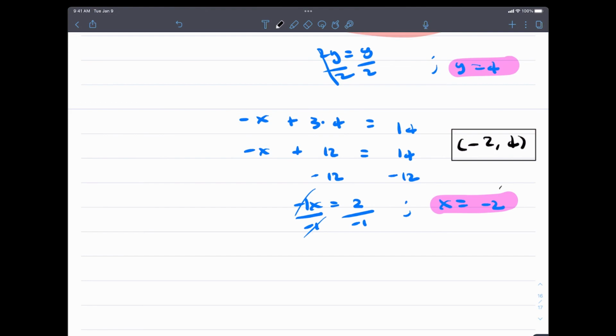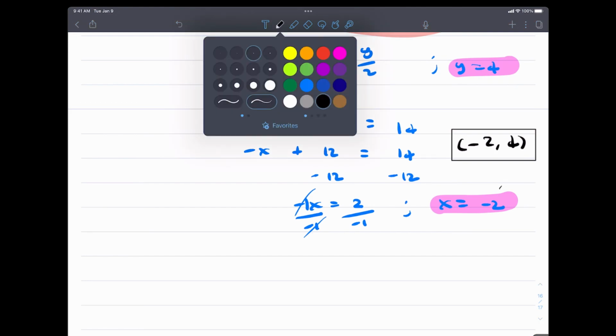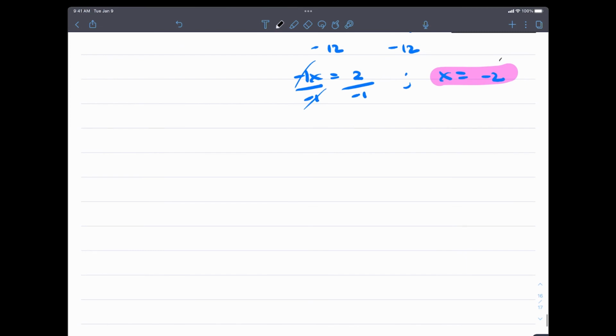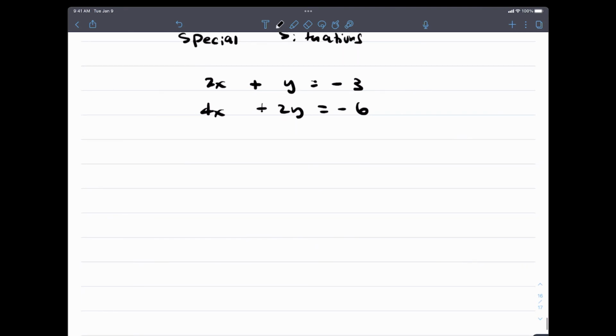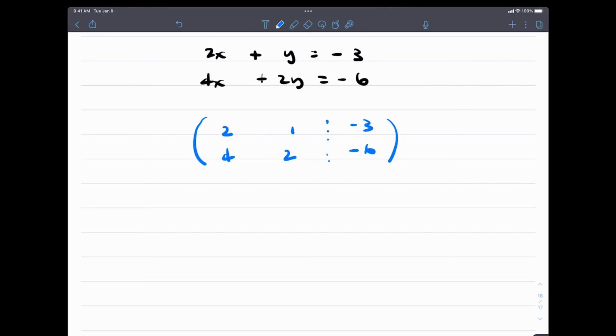Okay, so what I want to also say to you guys, there's some very special situations here. I'm going to look at these two special situations. You have 2x plus y equals -3. And I have 4x plus 2y is -6. This is a special situation. So when you create the matrix 2, 1, -3, 4, 2, -6. Okay, we're going to create that matrix.